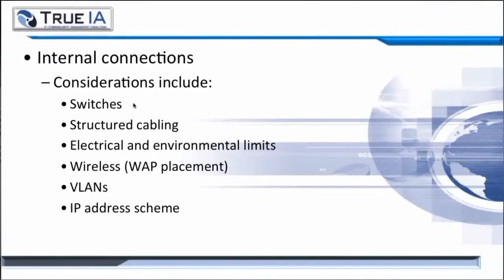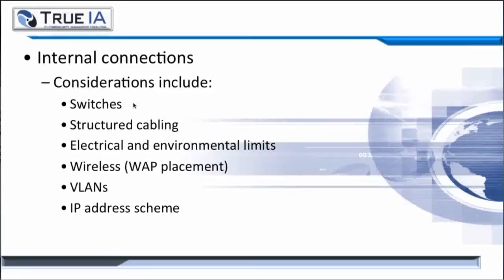Now we'll consider what internal connections there are going to be. Switches, structured cabling, electrical and environmental limits of that cabling. How much is it going to cost, for instance, plenum wiring? Where are the plenum spaces that are going to require this wiring? Next, WAP placement. It's a lot easier to install wireless access points first before you start putting in drop ceilings.